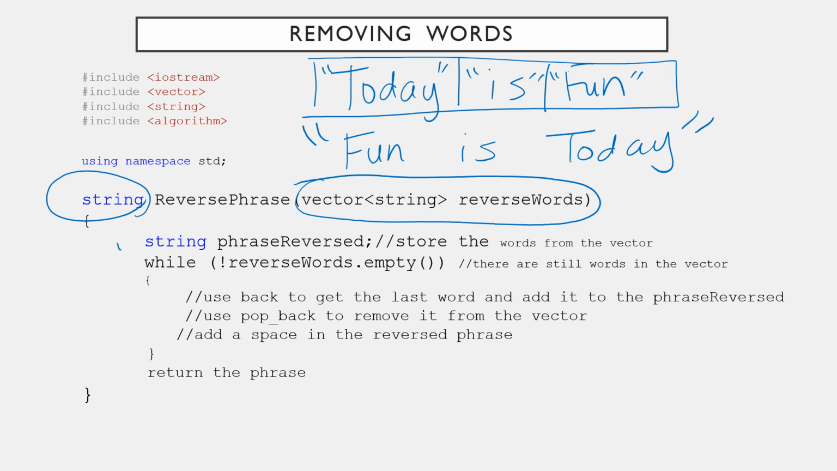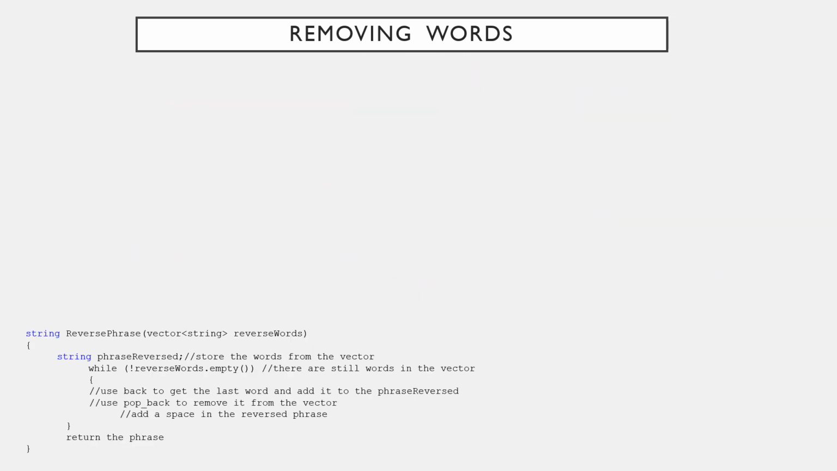So you declare a string in here and you're going to loop through the vector, as long as there are still words in the vector. So let's go through what we're going to be doing. I'll do it on the next slide because it's easier to do it like that.